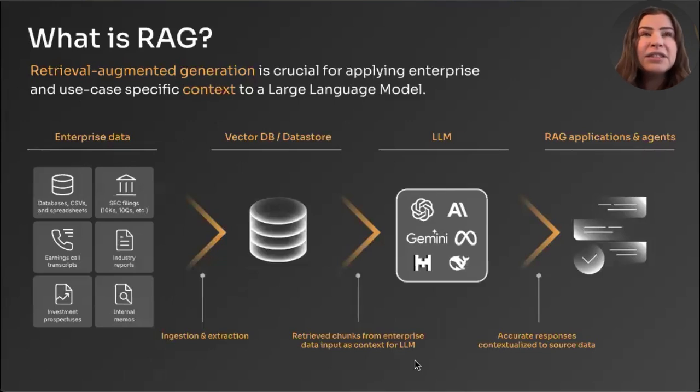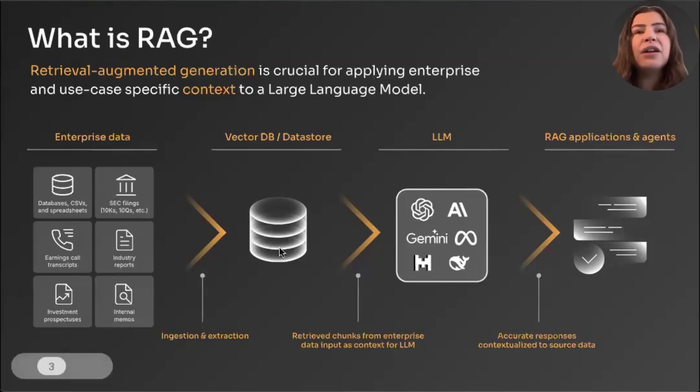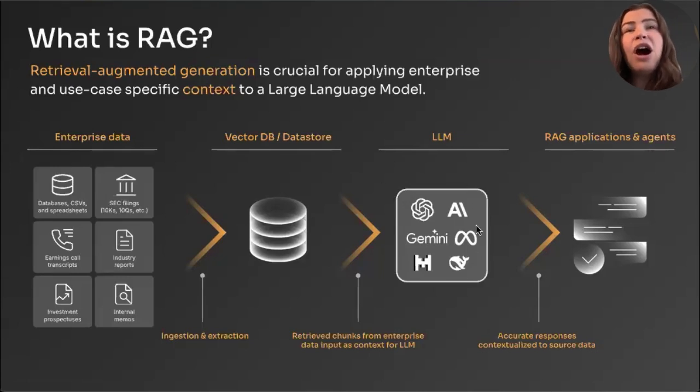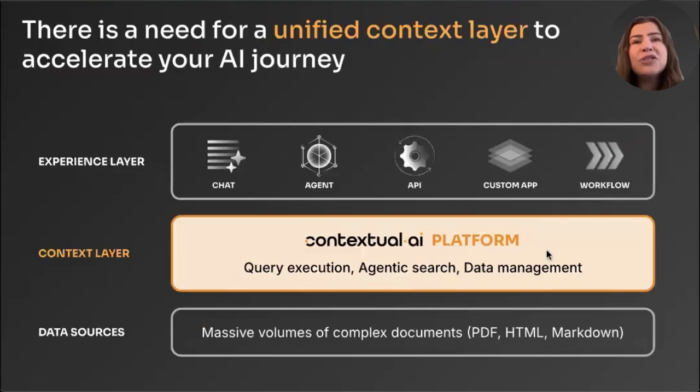So to level set at the start, let's talk about what RAG is. Retrieval-augmented generation is how you share context with a large language model. You'll be retrieving content from unstructured documents or databases that are stored in your vector database. And then that retrieved context is going to augment the generation of your LLM so that you have accurate responses contextualized to source data within your RAG application and agents.